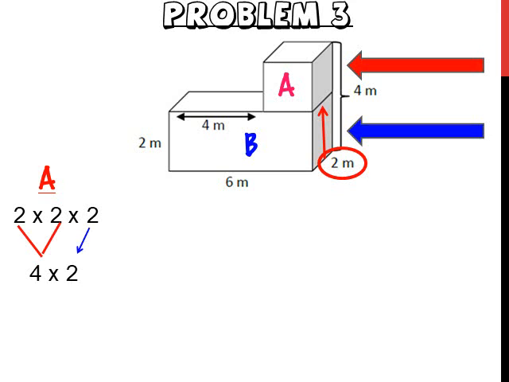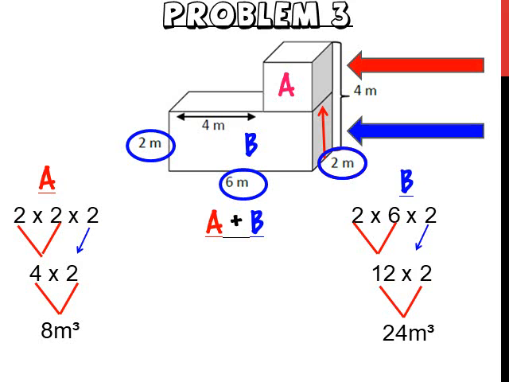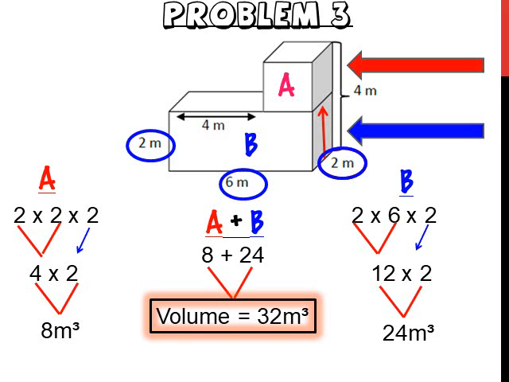2 times 2 is 4, and 4 times 2 is 8. So A is 8 cubic meters. Now for B, I'm going to have 6 meters, that's my length, the 2 meters, that's my width that I've already used for A, and the 2 meters is my height. So I'm going to have 2 times 6 times 2. 2 times 6 is 12, and 12 times 2 is 24, 24 cubic meters. Now, to find A and B combined, I would add A plus B, which is 8 plus 24, and I get 32 cubic meters.